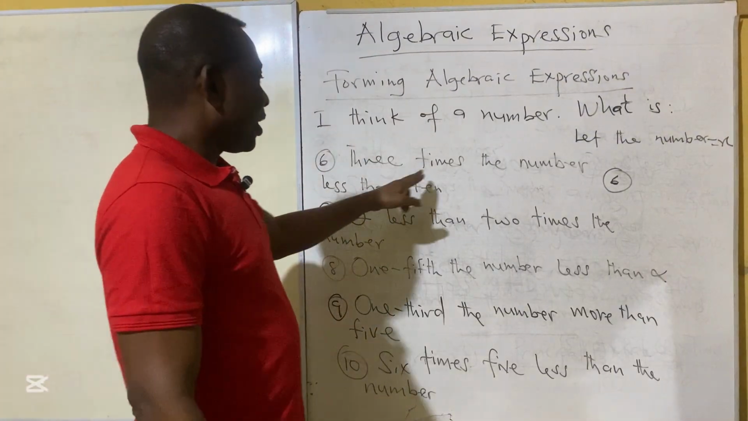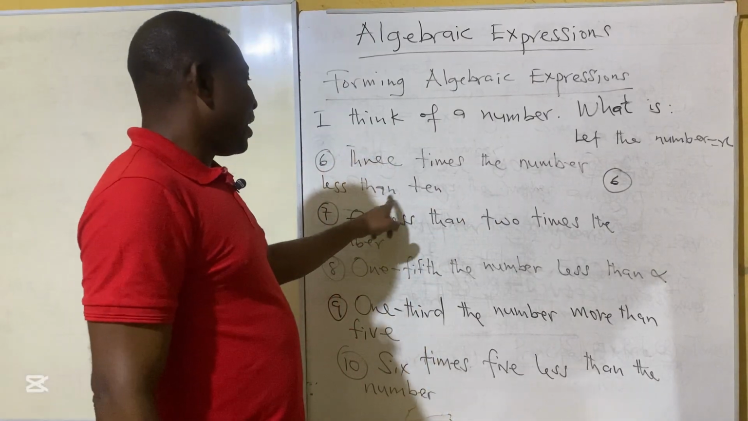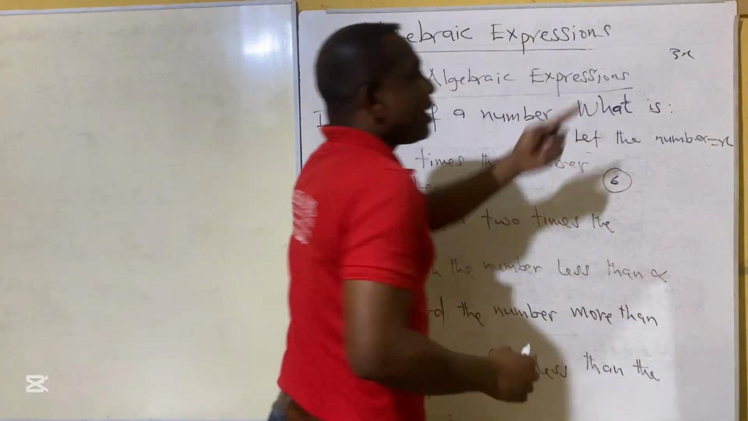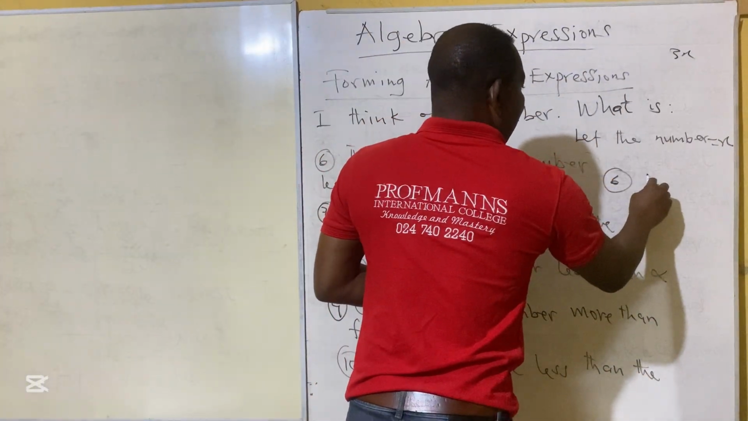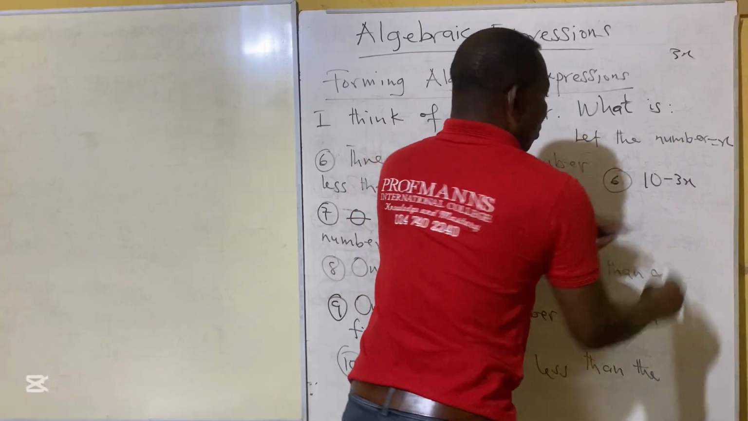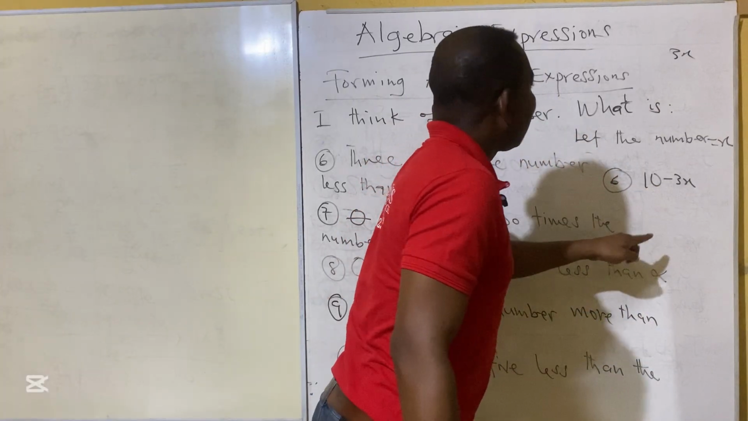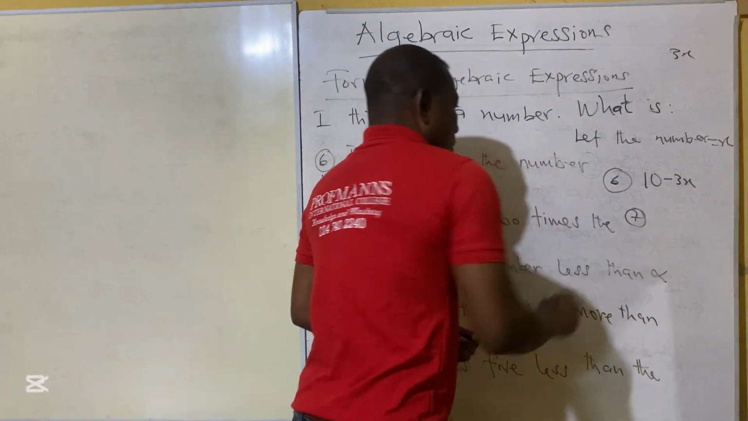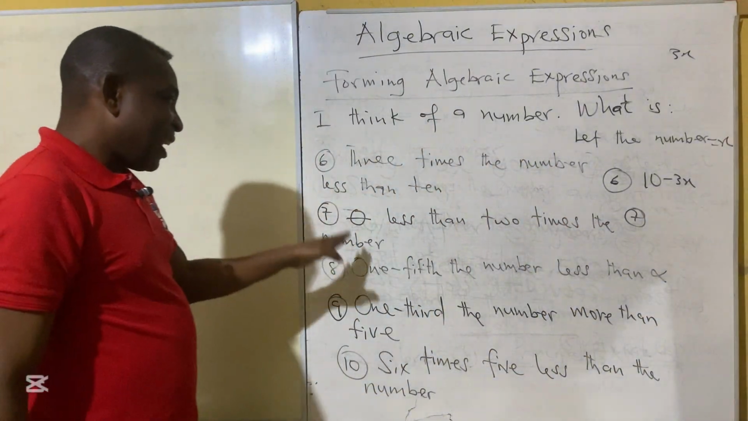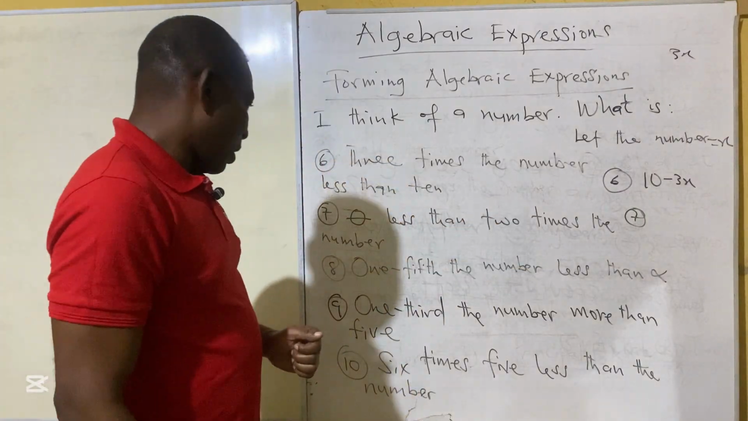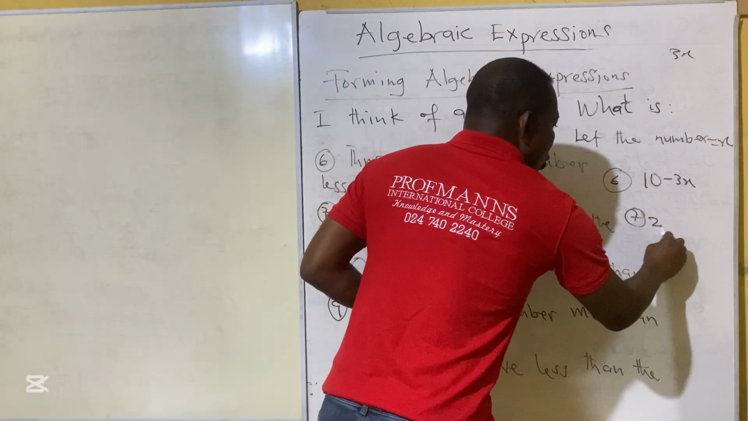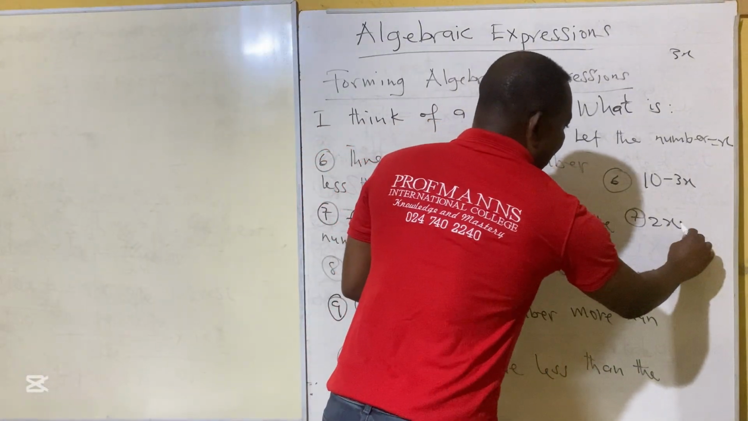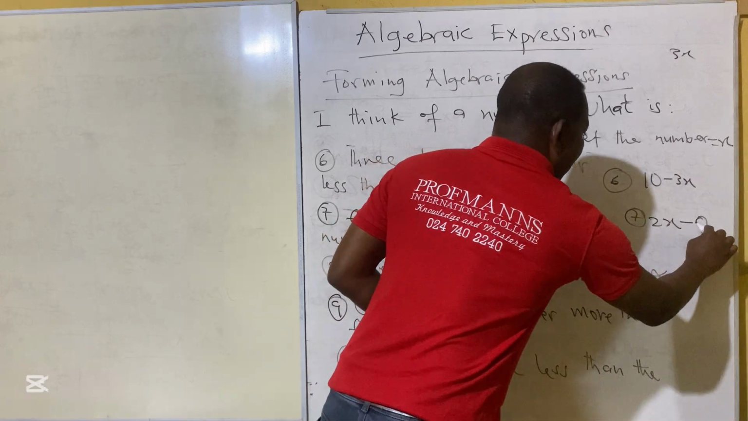Number 6, 3 times the number less than 10. 3 times the number is 3x. Less than 10 will be 10 minus 3x. So number 7, theta less than 2 times the number. So this is 2 times the number. So theta less than 2 times the number is 2x minus theta.